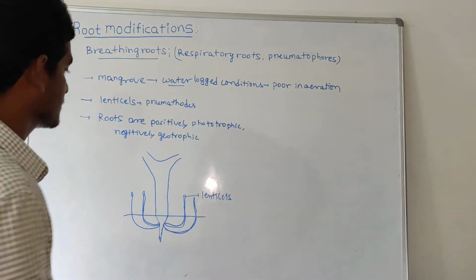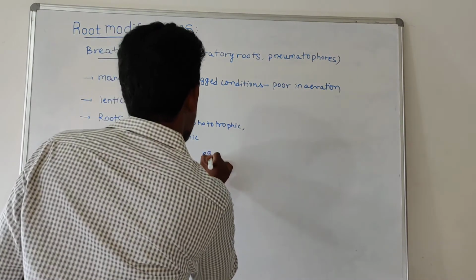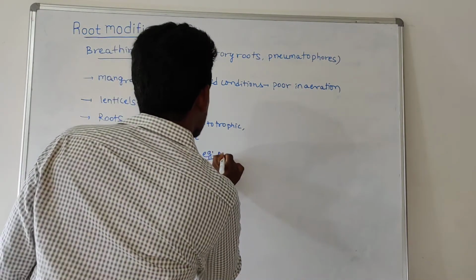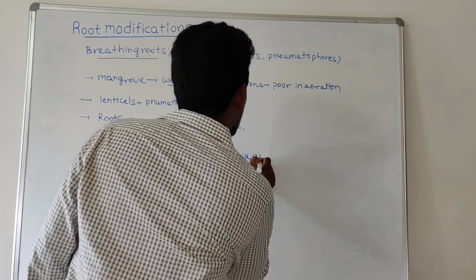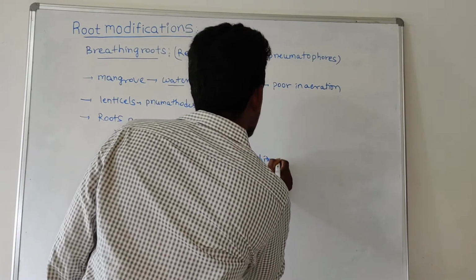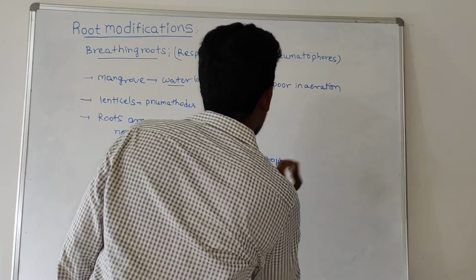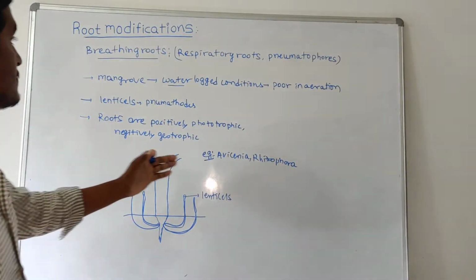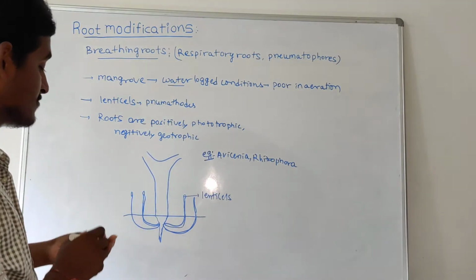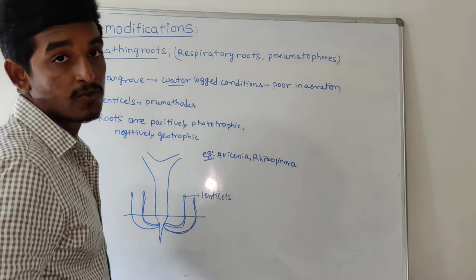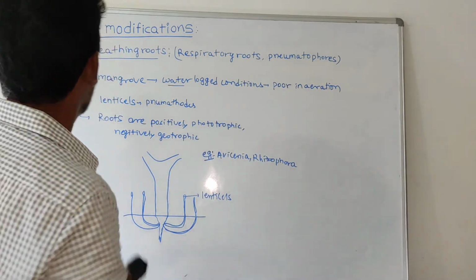Examples are Avicennia and Rhizophora. Right? So that is about breathing roots. Later we will discuss photosynthetic roots or assimilatory roots.